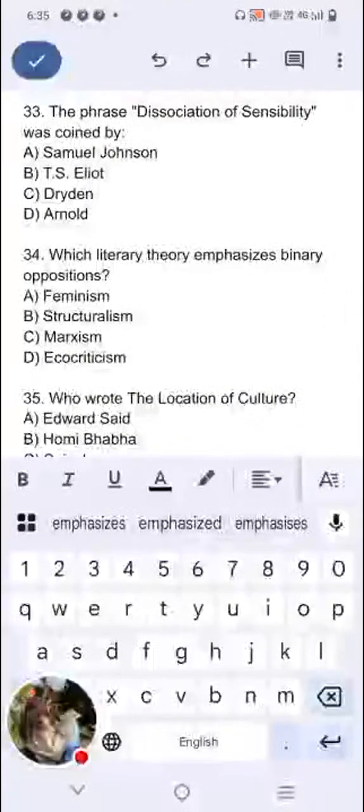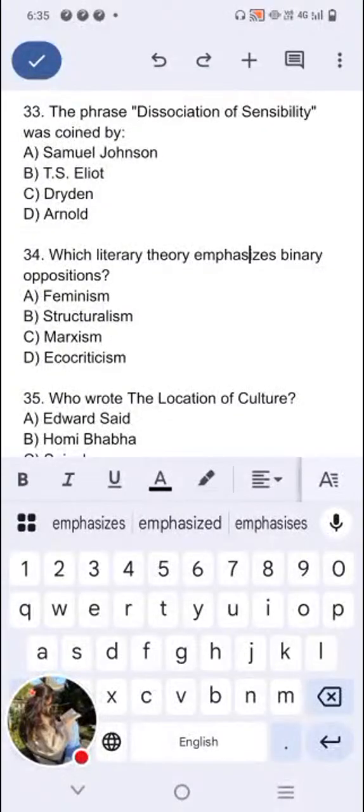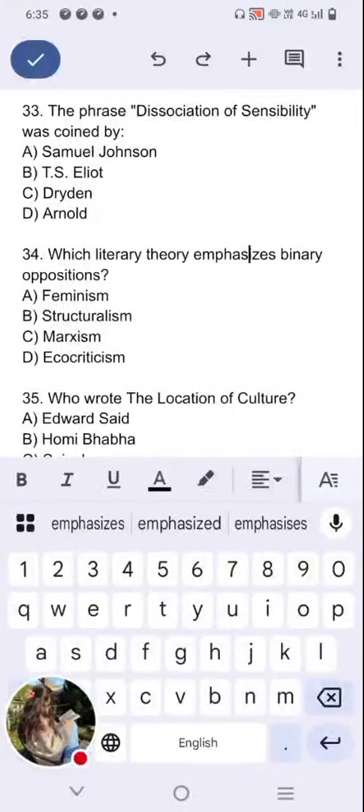Next question. The phrase dissociation of sensibility was coined by who among the following? Option A, Samuel Johnson. Option B, T.S. Eliot. Option C, Dryden. Option D, Arnold. Who coined the phrase dissociation of sensibility?